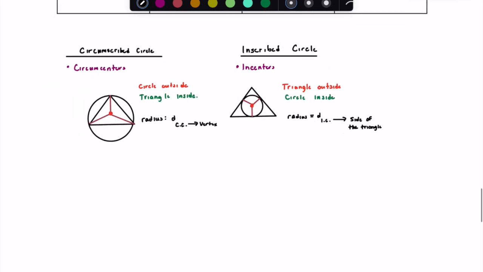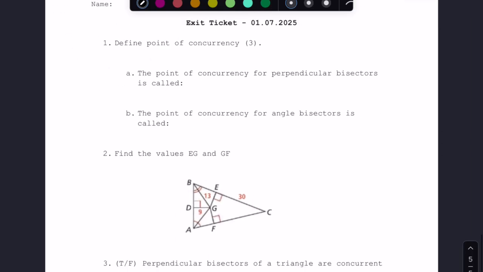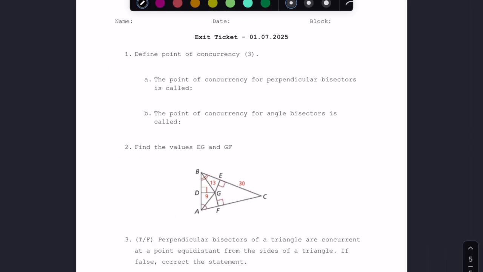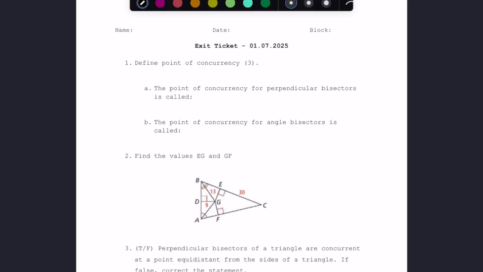All right, so that is it for today. Please complete this exit ticket. They are no longer for participation, so I need you to do this with accuracy, and please turn it in to the substitute. Thank you and have a great day.